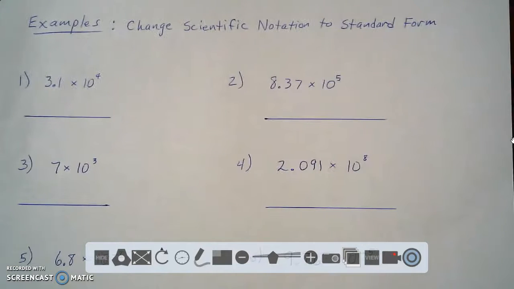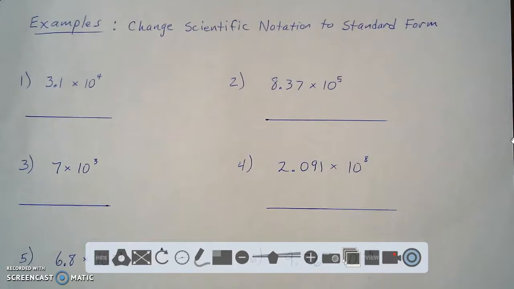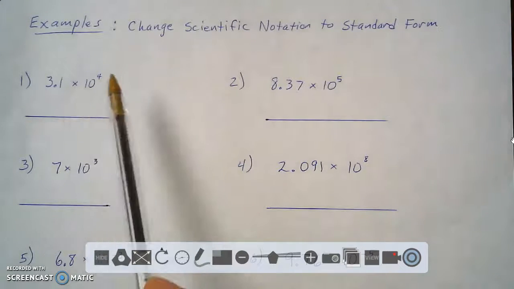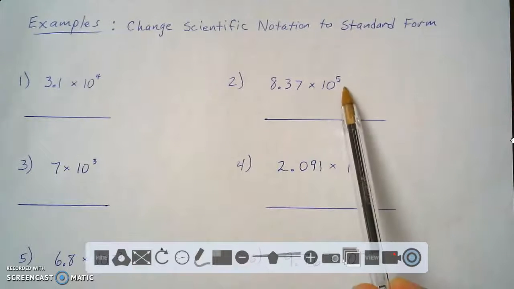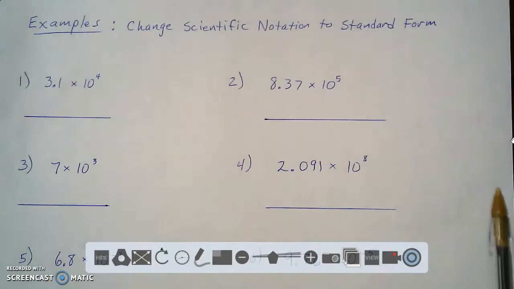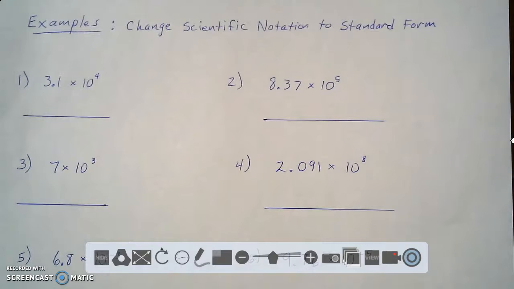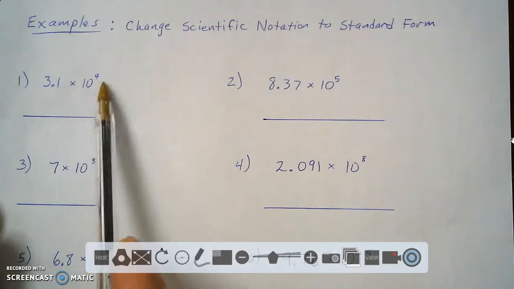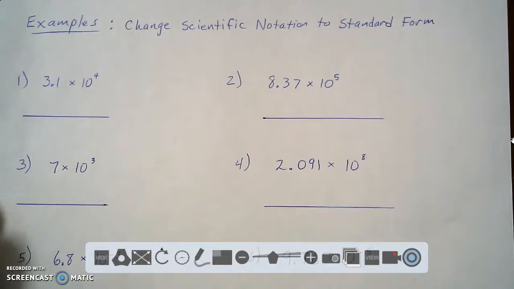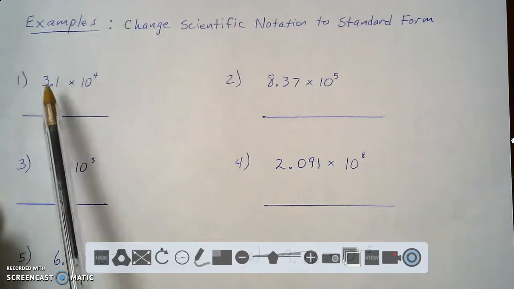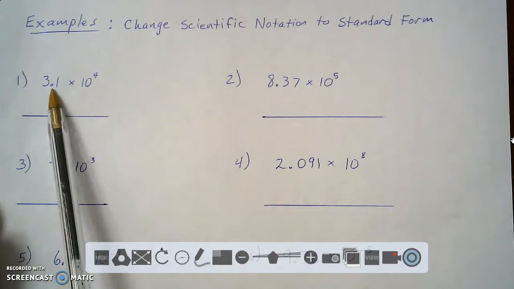So here we go. Change scientific notation to standard form. Do not just put 4 zeros, 5 zeros, 3 zeros, 8 zeros on the end of the number. They will almost all be wrong. Okay? So please follow the directions that I'm going to show you. This says 3.1 times 10 to the 4th power. That means times 10 4 times. So this decimal point will move to the right 4 places.